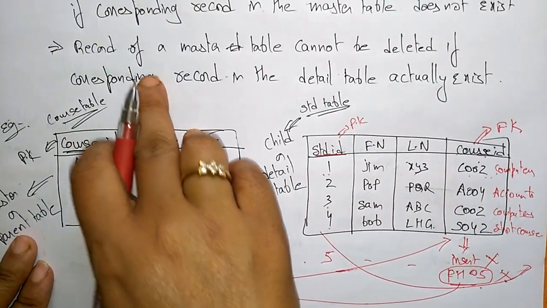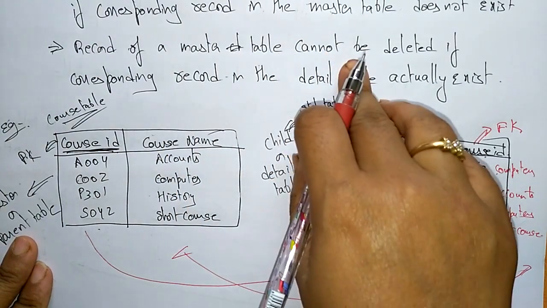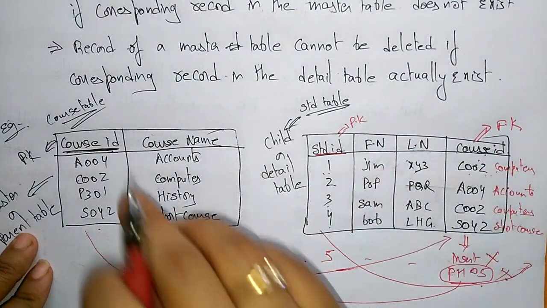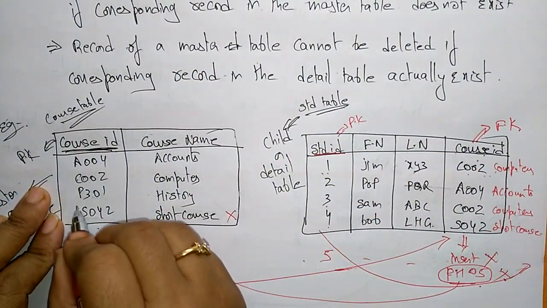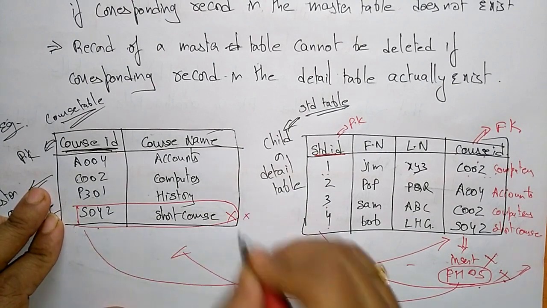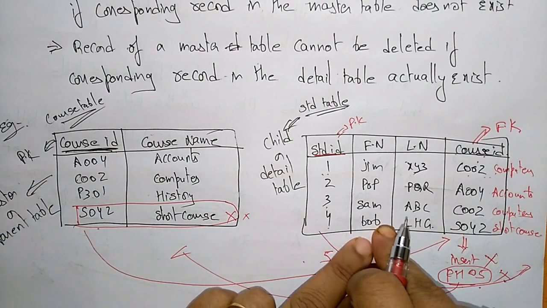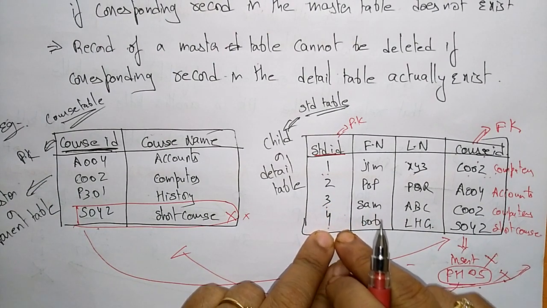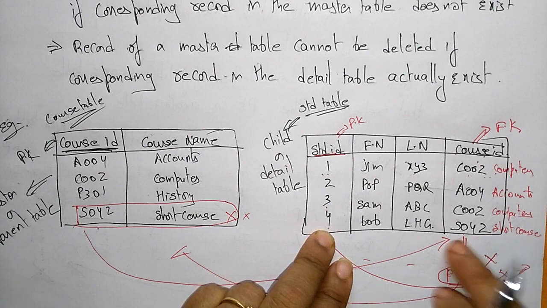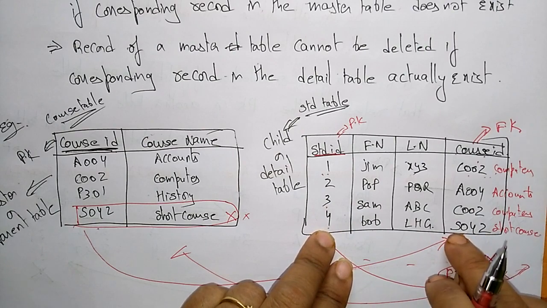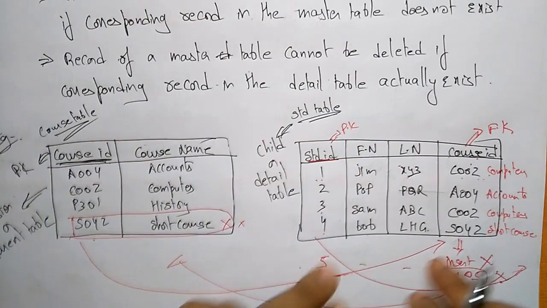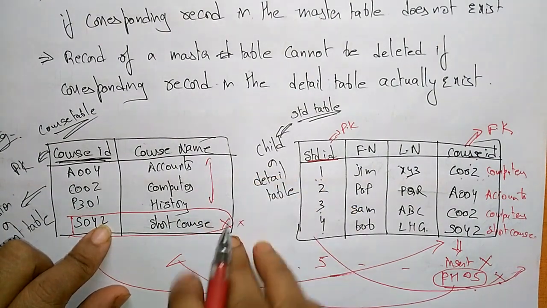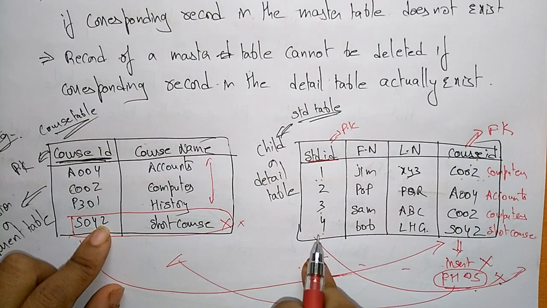Now coming to the second point, a record of the master table cannot be deleted if the corresponding record in the detailed table exists. Suppose you removed it in the master, but it still exists in the child table. So whenever student roll number 4 wants to join the short course, he checks with the help of the course ID, S042. Coming to the parent table, S042 does not exist here because it is deleted. So this is false.